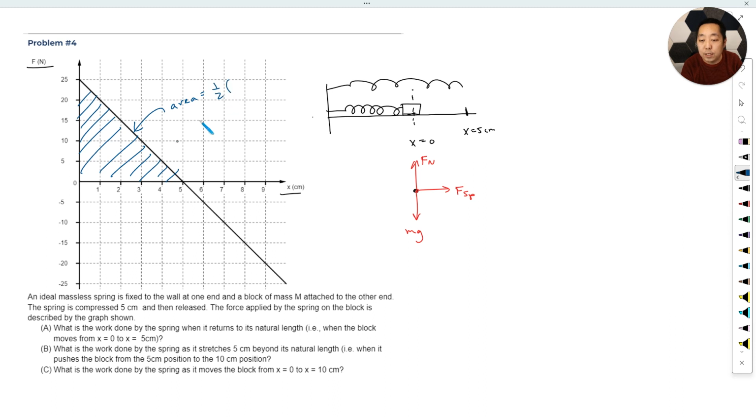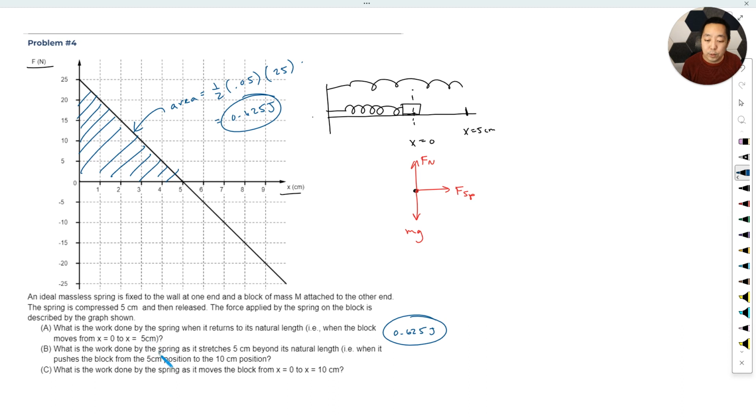It's 1/2 the base. Now be careful here. This is in centimeters. We want to convert that to meters. That's 0.05 meters. You divide by 100 to go from centimeters to meters. And then the height of this is 25. So this is the area of a triangle. That's 0.5 times 0.05 times 25. That area is going to be 0.625 joules. So that's the work done by the spring here, 0.625 joules.